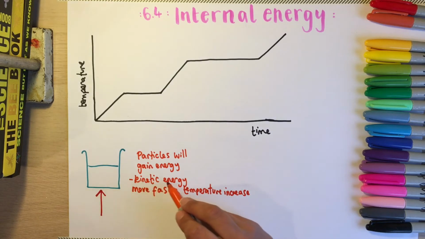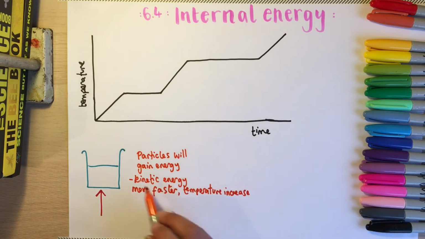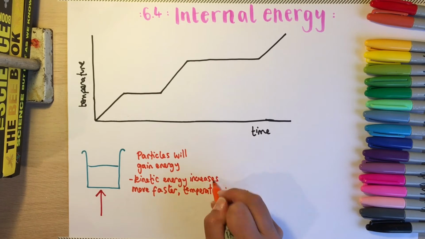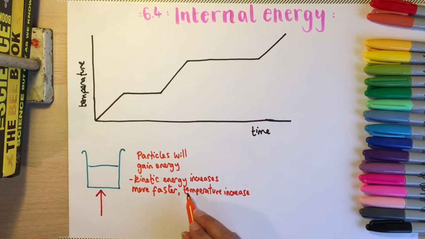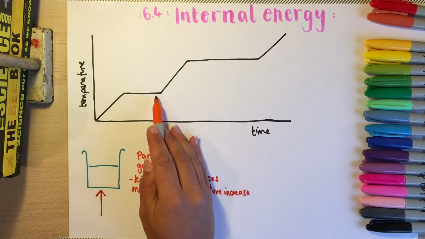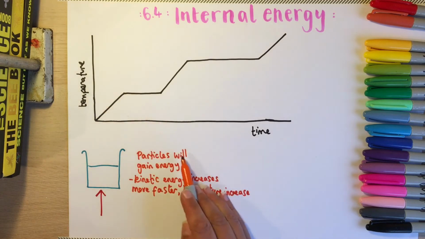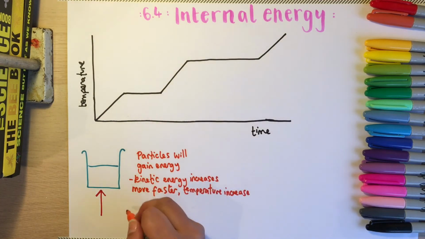So this is the kinetic energy of the particles. If it increases, they will move faster. So let's say it increases here. If the kinetic energy increases, they will move faster and the temperature increases. But some of you will be thinking from last lesson, well, we know that here there isn't a temperature increase, but the particles are still gaining energy. So what's happening there? That's because we have a different store of energy called the potential energy.